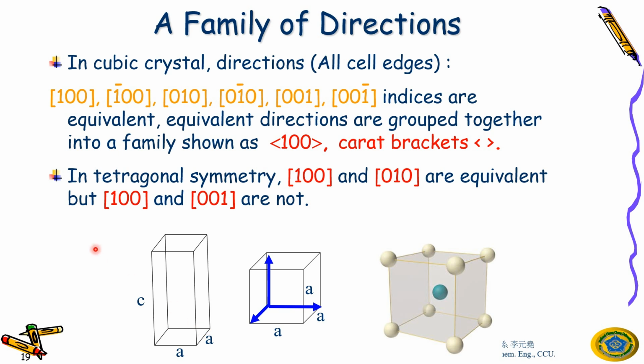Okay? So in the tetragonal system, square bracket 1 0 0 and square bracket 0 1 0 are equivalent, but square bracket 1 0 0 and square bracket 0 0 1 are not. Why? Of course, when you see this, the length is different. In the future, we are talking about the density, the planar density and the linear density, and this linear density is different from this one too. Okay.